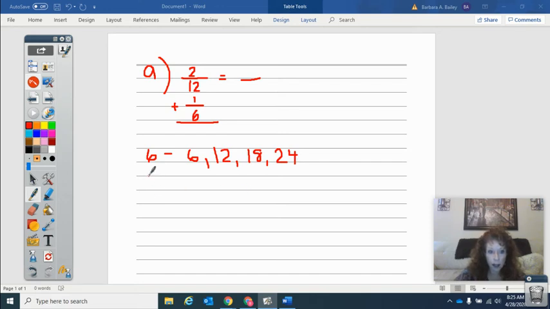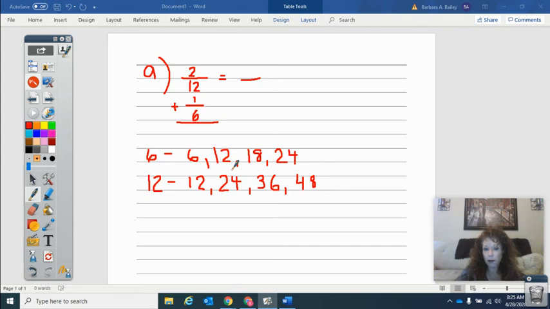All right, I can list the multiples of 12. 12 times 1 is 12, 12 times 2 is 24, 12 times 3 is 36, and 12 times 4 is 48.